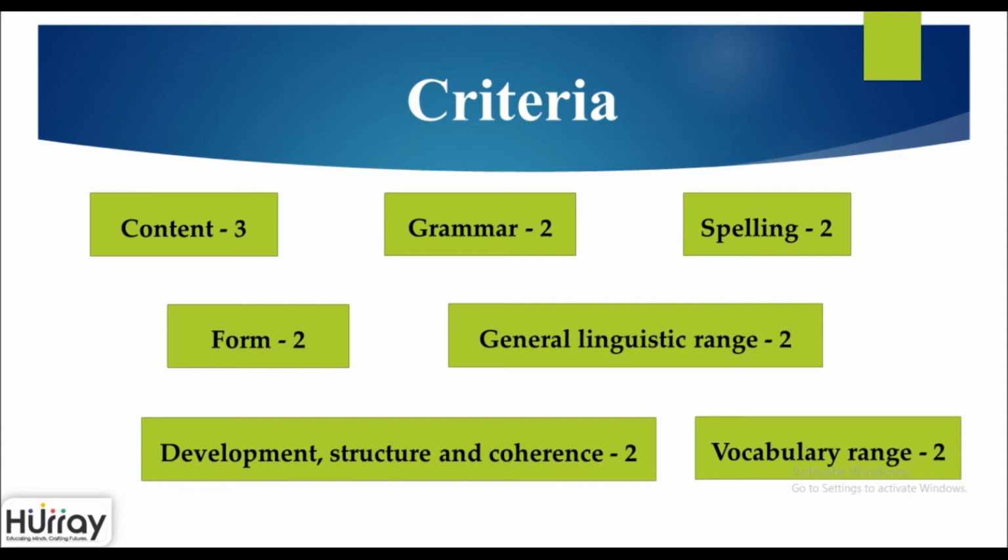The next criteria is general linguistic range. This basically checks the extent to which you can utilize language to properly express or put across the message your essay is trying to give. The next criteria is spelling. In essay writing, in fact in any kind of writing, spelling is extremely important. Incorrect spellings will definitely affect your overall score. You will definitely lose marks.